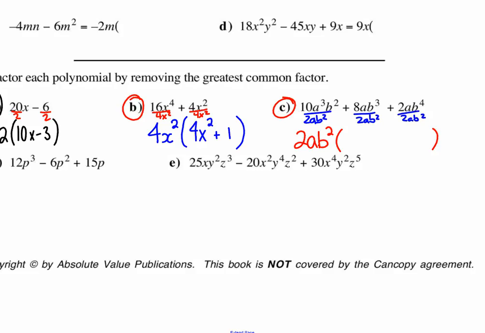Okay. So 10 divided by 2 is 5. A to the 2. A cubed divided by A is A squared. B squared divided by B squared, gone. Cancels out. Plus 4. B. The A's cancel. B cubed divided by B squared is B. Plus 2 divided by 2 is 1. So 1b squared, or you could just write b squared. And that's the factored form.